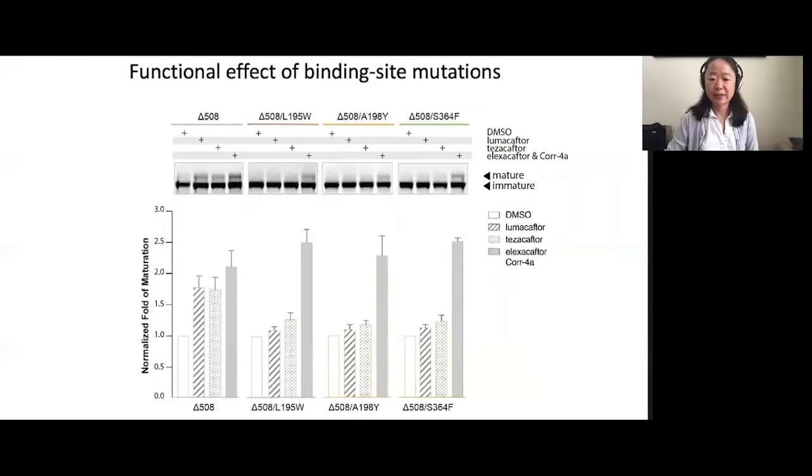So we made several similar mutations, including an alanine to Y mutation and a serine to F mutation, and consistently see reduction of response to type 1 correctors, but not to the control correctors.